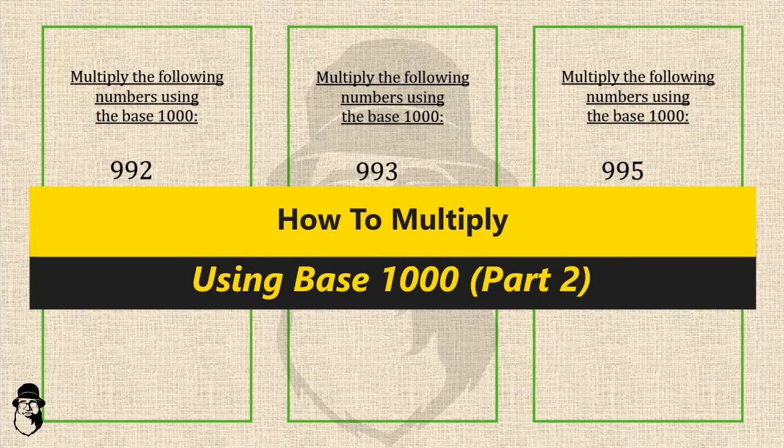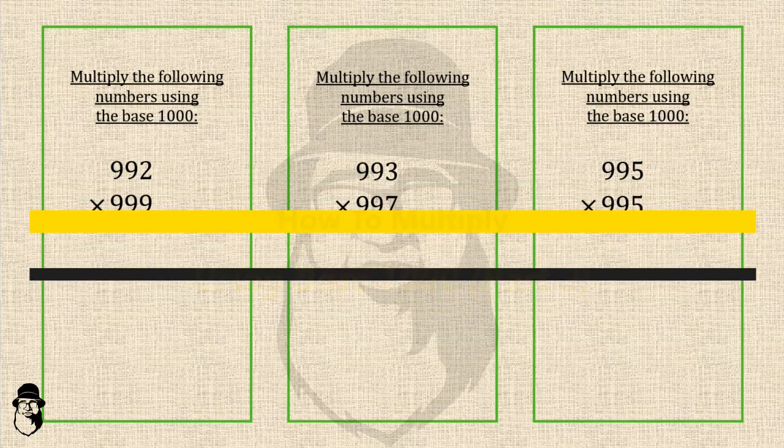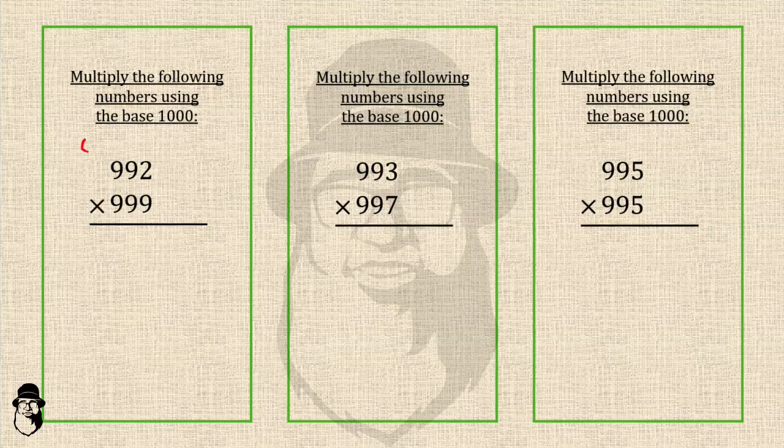Multiply the following numbers using the base 1000. Now here our base is 1000 and 1000 has 3 zeros. So the second part of the answer, or right part of the answer, will have 3 digits in it. Now we apply all from 9 and the last from 10 on 992.